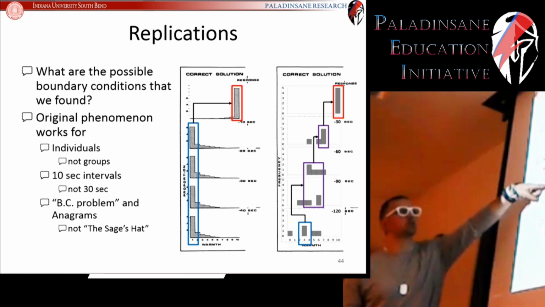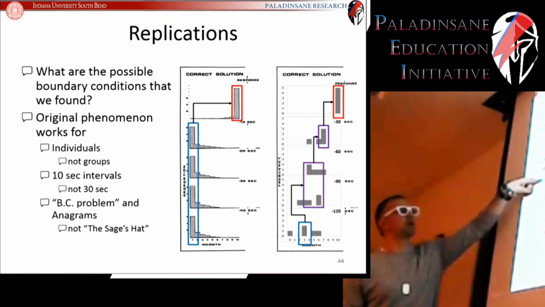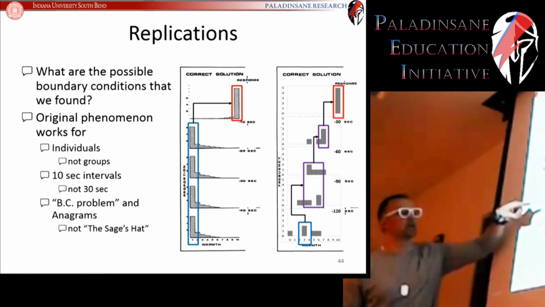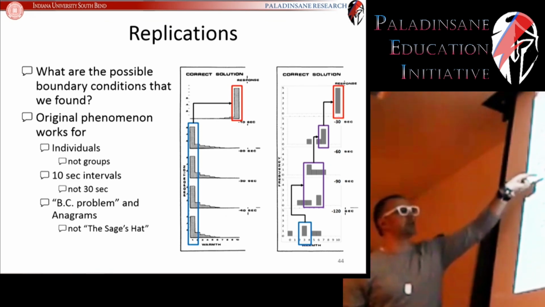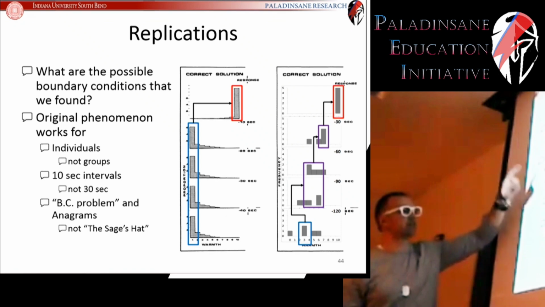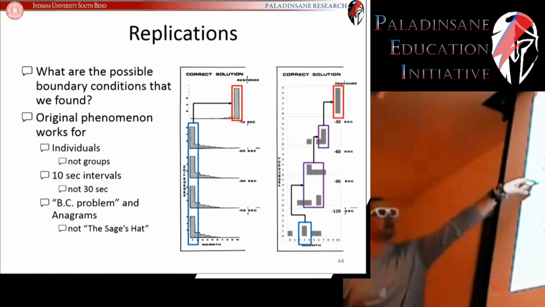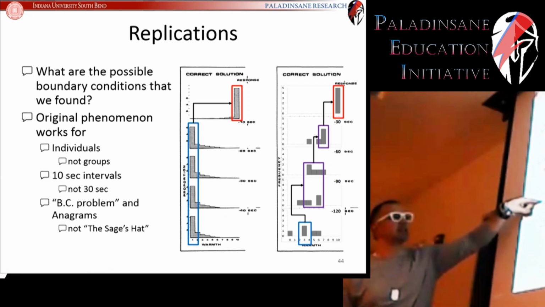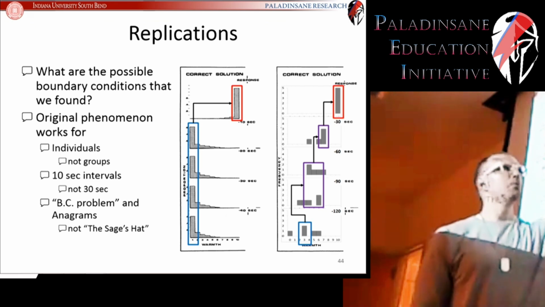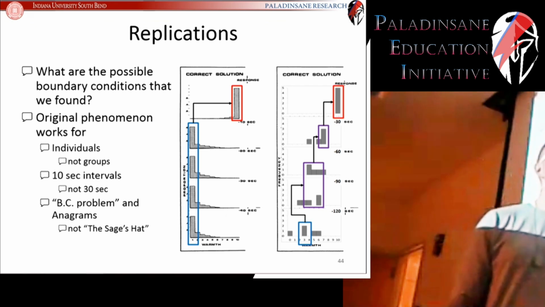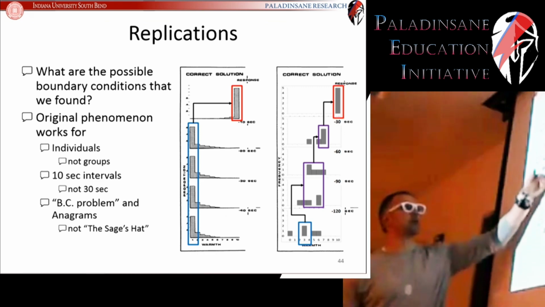So we would want to use groups, but in a 10-second interval with the BC problem. Or we would want to use individuals, but with a 30-second interval and the BC problem. Or we would want to run three experiments. We'd want to use individuals and the 10-second intervals, but then do the Sage's hat. So if we ran individuals and the 10-second conditions, and we used the Sage's hat, and we replicated her findings, then we know that this boundary is not because of the Sage's hat, right? It had to have been because of one of the other two.